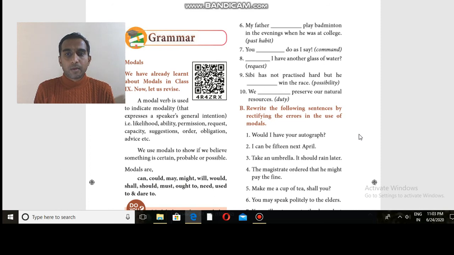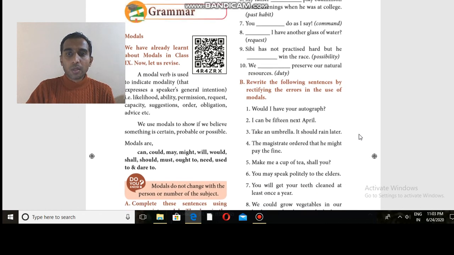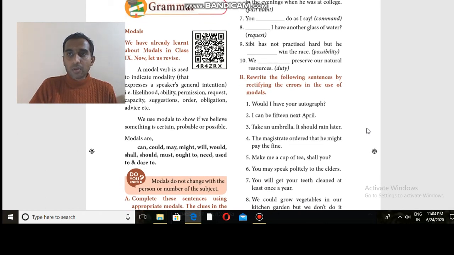Then we'll move on to the second exercise, B, capital B. Second one, rewrite the following sentences by rectifying the errors in the use of modals. Now you have to find out the errors in the words which are given here.